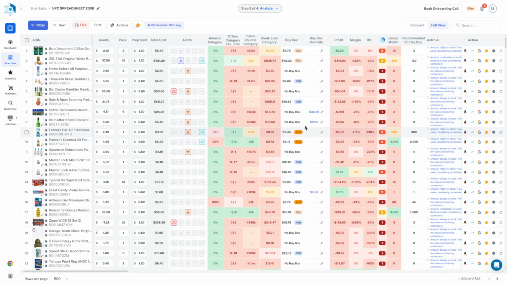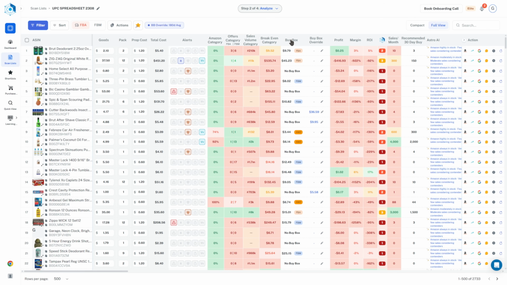For every row that has no buy box, we've added a buy box price. If it's unprofitable, considering the buy box override, that's fine. But for example, this one here has profit. This one here also has profit. So we have found a lot of ASINs we wouldn't have found otherwise.